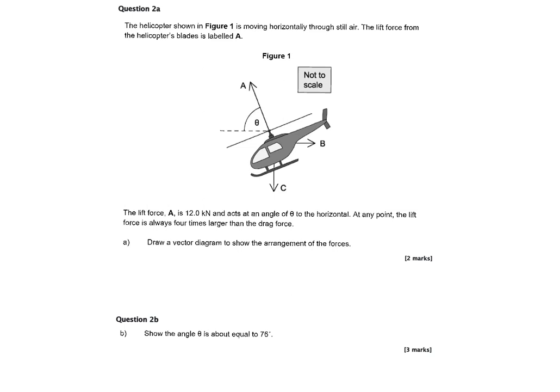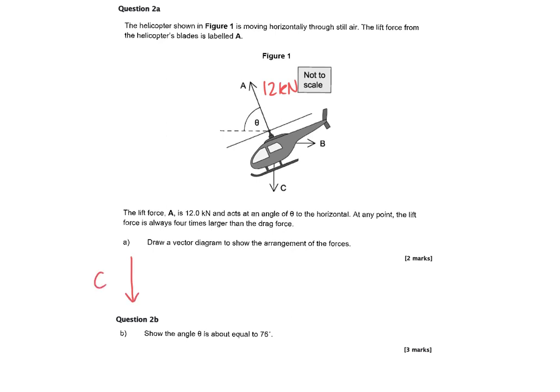So in question 2a, we've got a helicopter, and it has a lift force which is labelled A and is 12 kilonewtons. So I'm going to draw that on here straight away as I go through my question. And it acts at an angle of theta to the horizontal. At any point the lift force, which is A, is 4 times larger than the drag force. Draw a vector diagram. So we're going to start with C going down, that's the easiest.